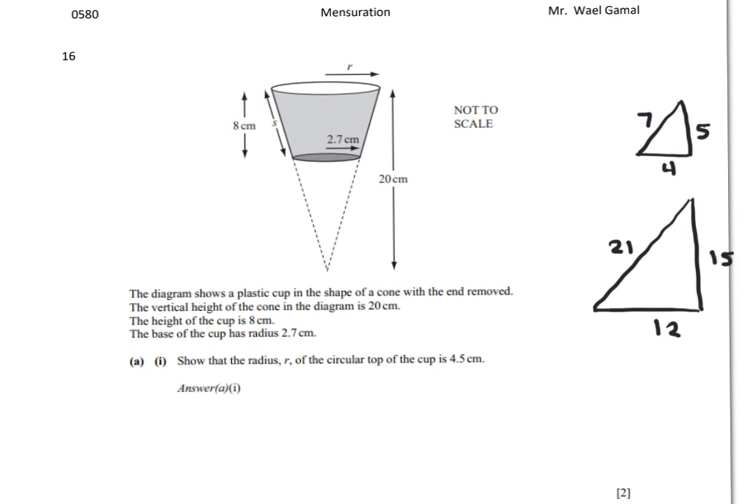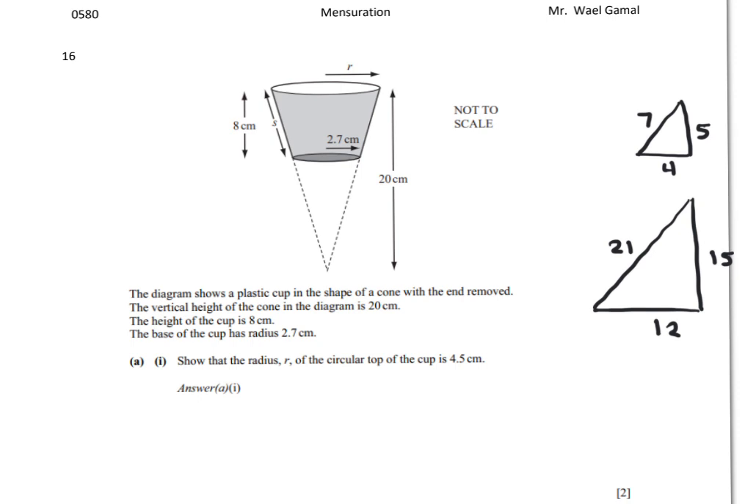The two triangles are similar. One of them is an enlargement of the other. So for example, this side 5 and this 15: multiplied by 3. And 4 multiplied by 3 equals 12, and 7 multiplied by 3 equals 21. So we say that the two triangles are similar.